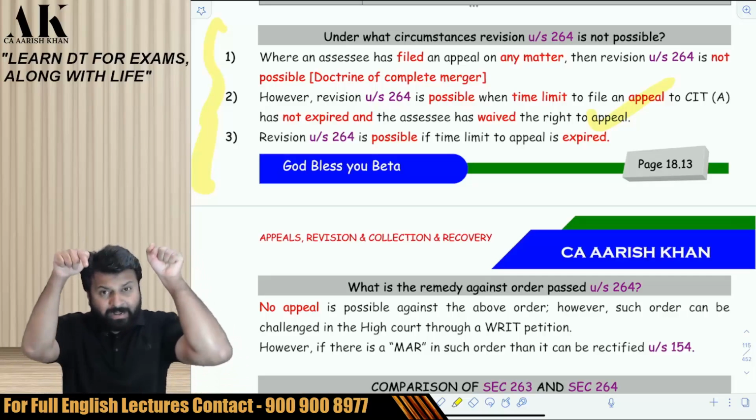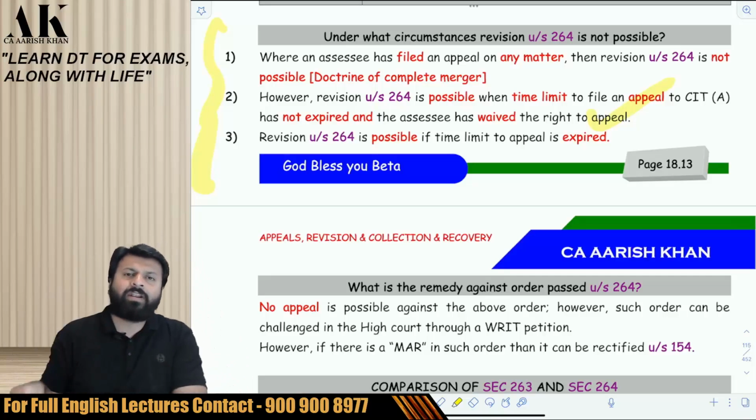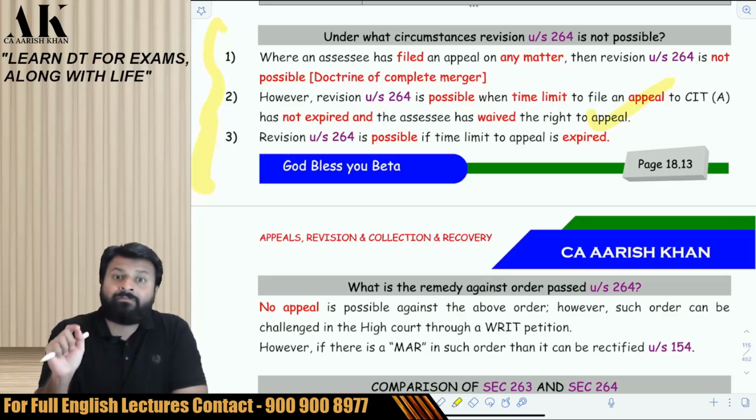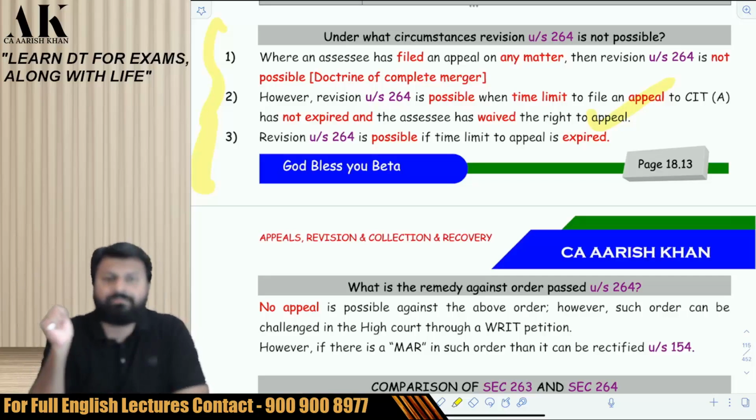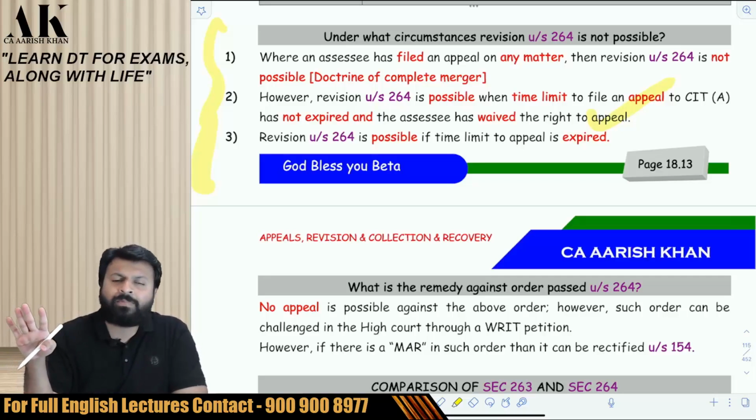But if you wish to make an application within that 30 days, then you have to give an undertaking to the department that I waive the right to appeal. So you have to file a waiver application and then only you can go for a revision application within 30 days of the appeal. After 30 days expired, you are free to go for the revision application.